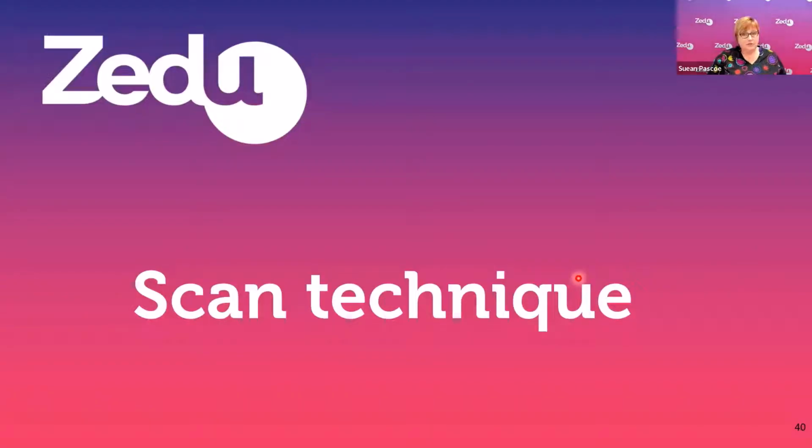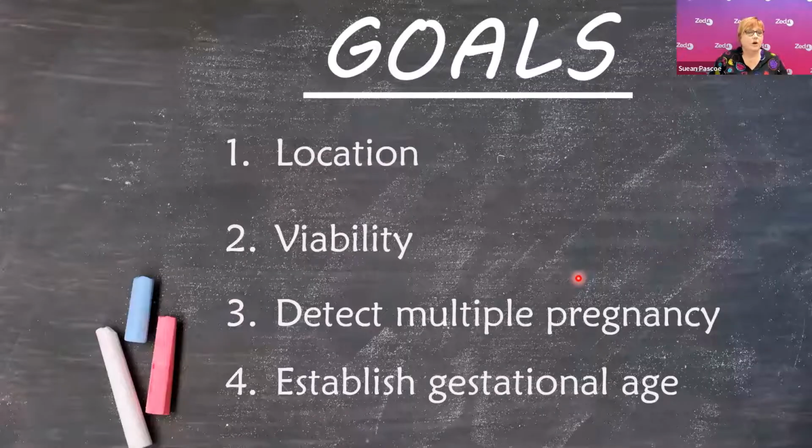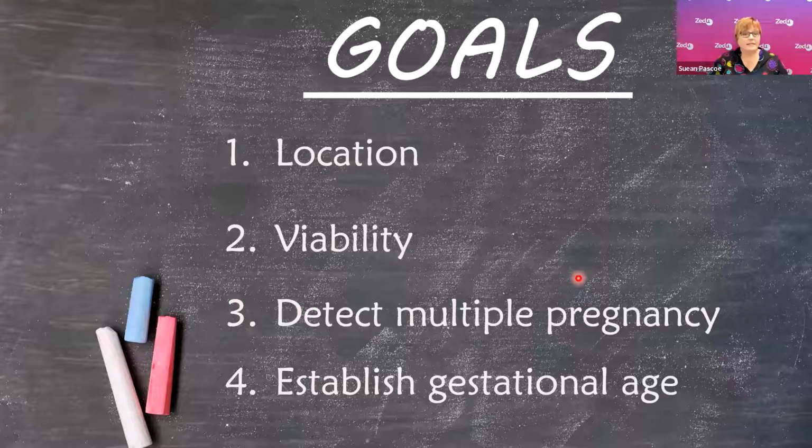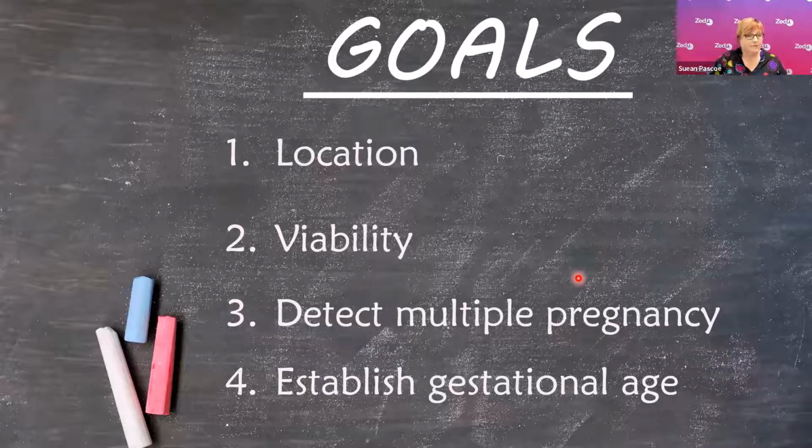So now I'm going to take you through how I approach the scan. Now that we've got a bit of context around it, I'll take you through the way that I approach the scan and the structure that I apply to my scan technique. The goals of that early pregnancy scan are to locate the pregnancy, establish viability, detect multiple pregnancy, and to establish their gestational age. The first step we do is we choose the right probe for the job.